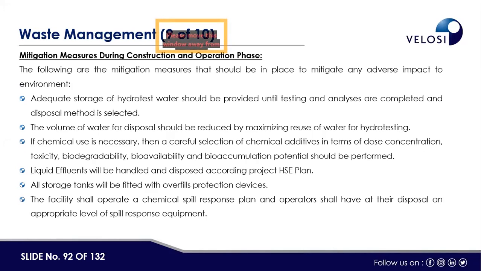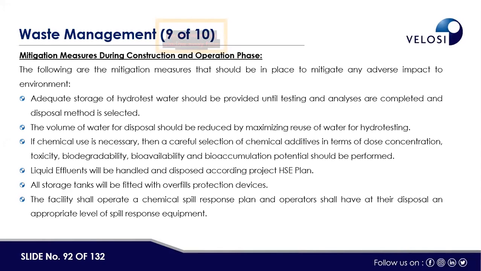Then we have proposed some mitigation measures during construction and operation. Adequate storage of the hazardous waste should be provided. The volume of the waste for disposal should be reduced. If chemical use is necessary, then careful selection of the chemical additives. Then the liquid effluent will be handled and disposed according to the project HSE plan. Then a storage tank will be fitted with overfill protection devices.